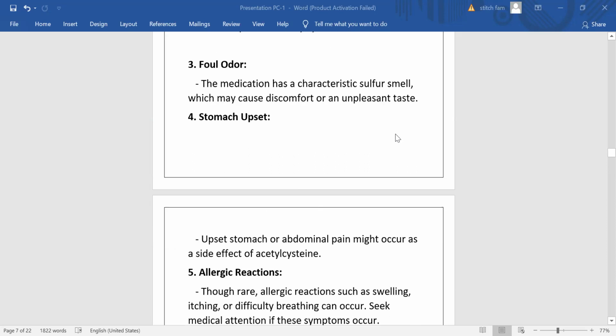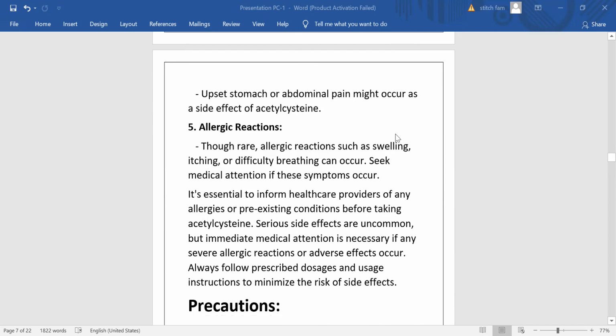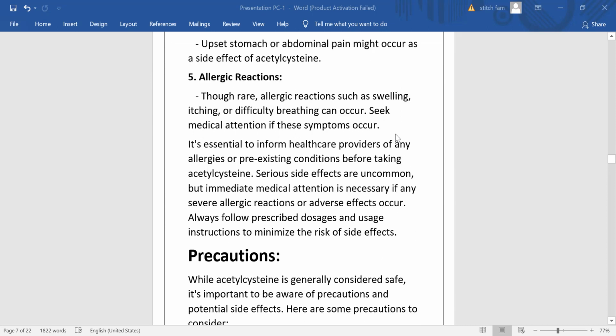Number four, stomach upset. Upset stomach or abdominal pain might occur as a side effect of acetylcysteine. Number five, allergic reactions. Though rare, allergic reactions such as swelling, itching, or difficulty breathing can occur. Seek medical attention if these symptoms occur. It is essential to inform healthcare providers of any allergies or pre-existing conditions before taking acetylcysteine. Serious side effects are uncommon, but immediate medical attention is necessary if any severe allergic reactions or adverse effects occur. Always follow prescribed dosages and usage instructions to minimize the risk of side effects.